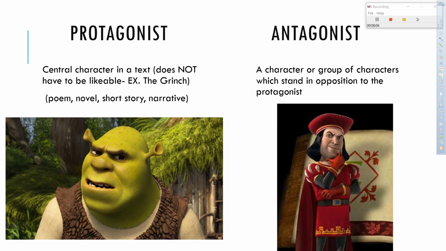The next slide talks about protagonist and antagonist. Two words we talked about earlier this year. Protagonist is a central character in a text, but it doesn't have to be someone who's likable. For instance, like the Grinch in the movie. An antagonist is a group of characters which stand in opposition to the protagonist. So in the visuals, you will see an example of a protagonist and an antagonist in one of my favorite movies called Shrek.